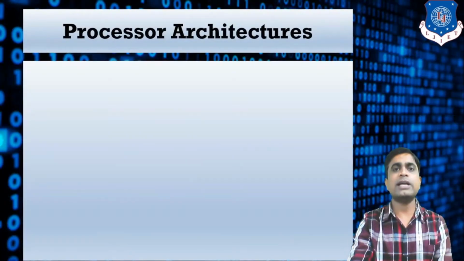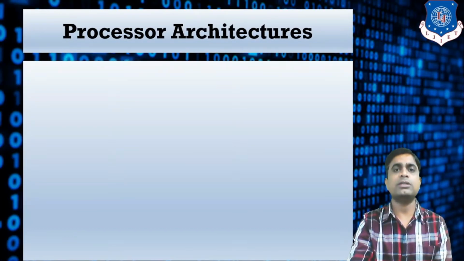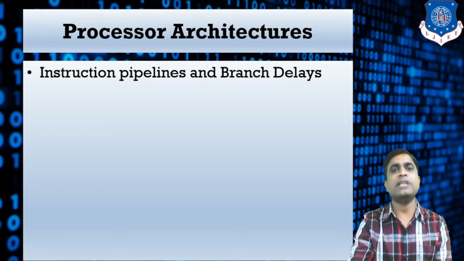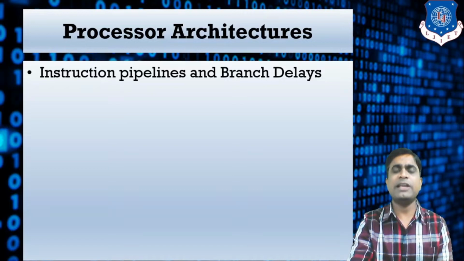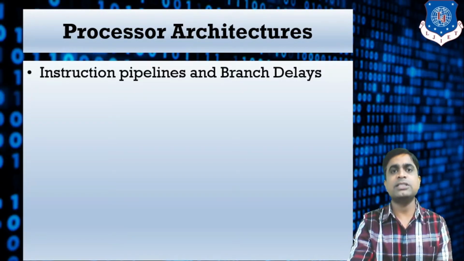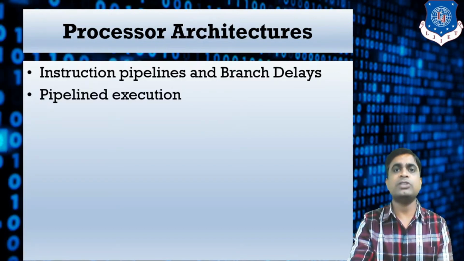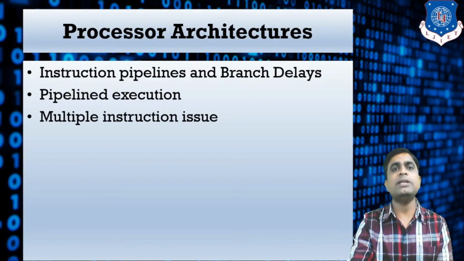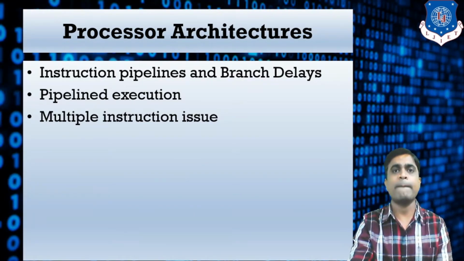Now in processor architecture, we need to understand three different subtitles. The first one is instruction pipelines and branch delay. What is the use of pipelining and what is the delay, that we are discussing in this topic. Next is pipeline execution, how pipeline execution is possible and how it is done. And the last one is multiple instruction issue. If we execute multiple instructions at the same time, what will happen?